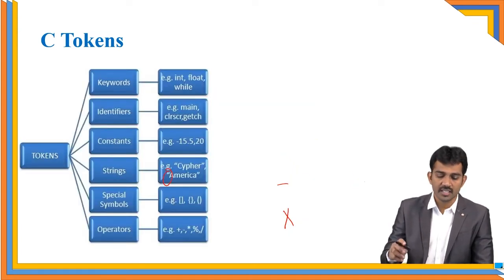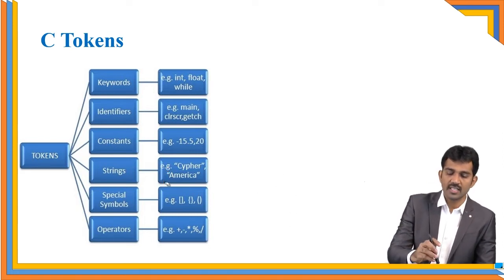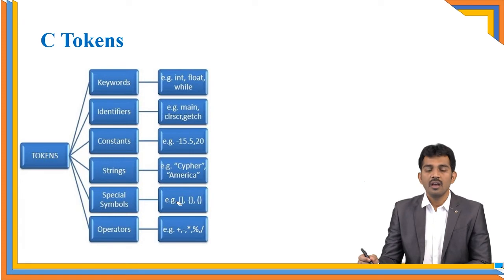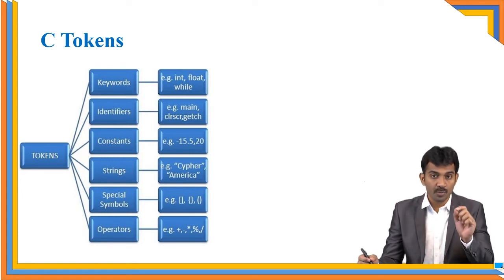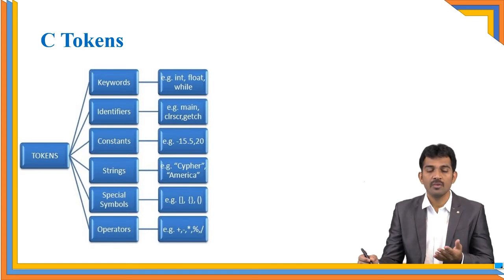Next, constants. If you observe clearly, all the values of your program are called constants. Every single part of your program is called a token, right? So even numbers are there in your program. Each number is called a constant. Right? Next, strings. Strings are characters.